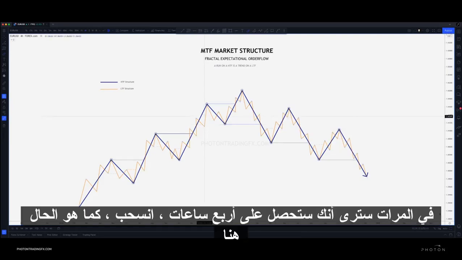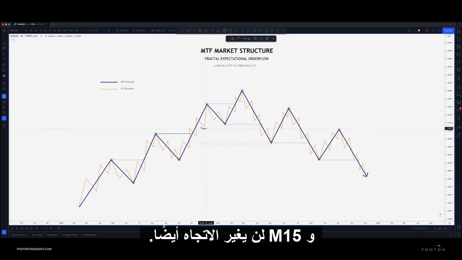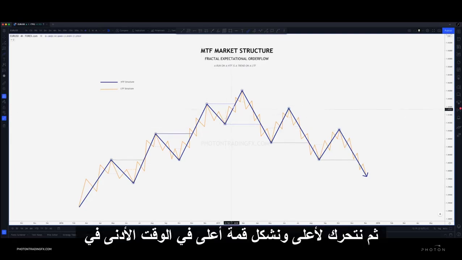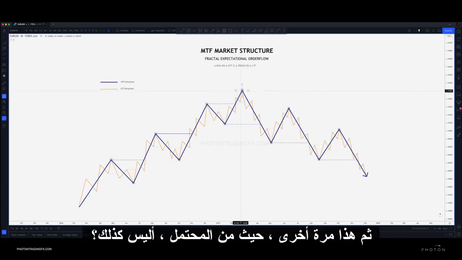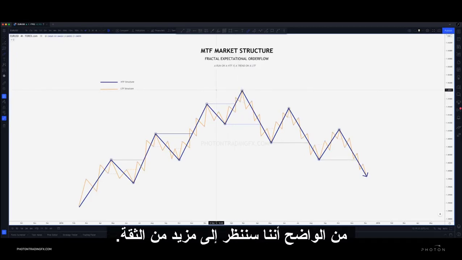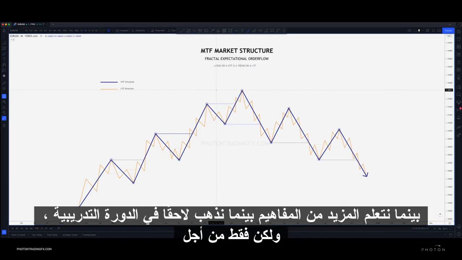So a lot of the time you'll get a 4-hour pullback like here, and the M15 will never switch trend either. Sometimes that will happen. And then we move up and we form a higher high on the higher time frames. And then this is again where potentially we're going to look at more confluence as we learn more concepts later in the course.